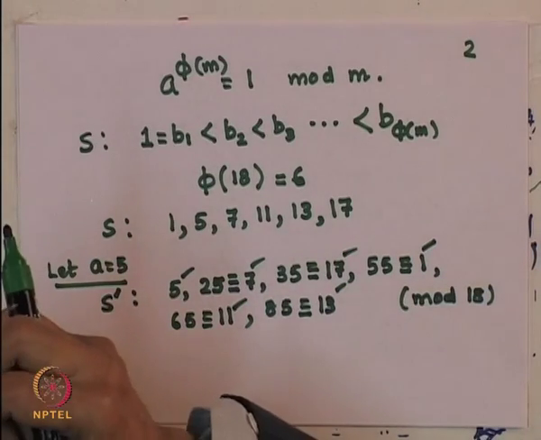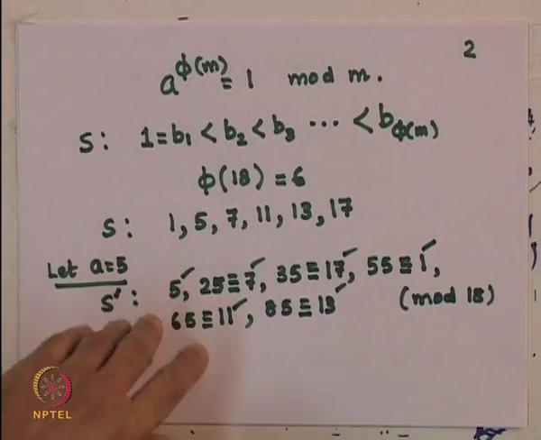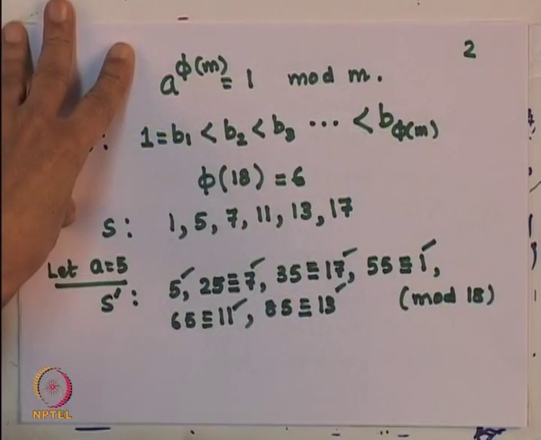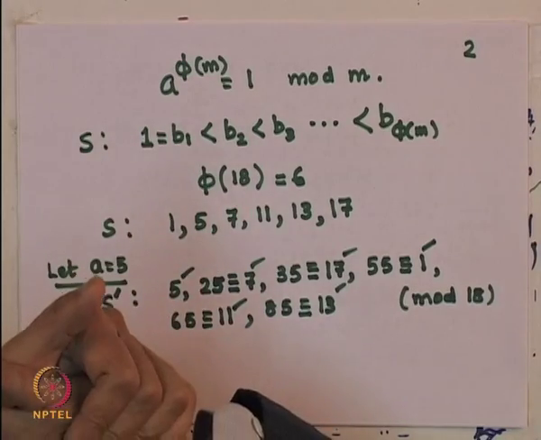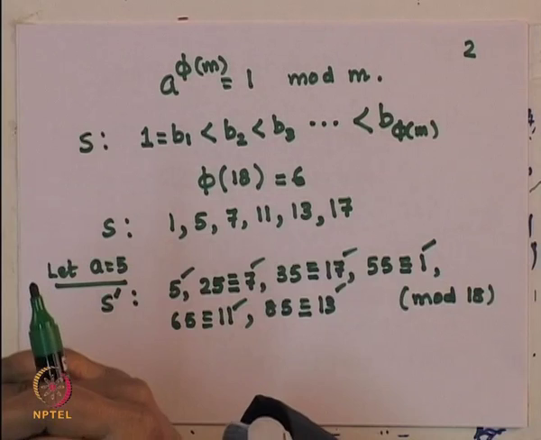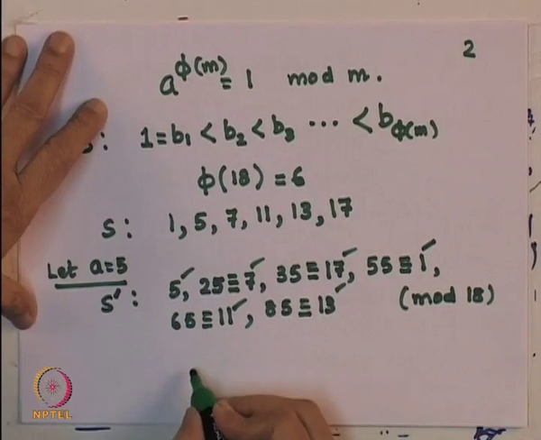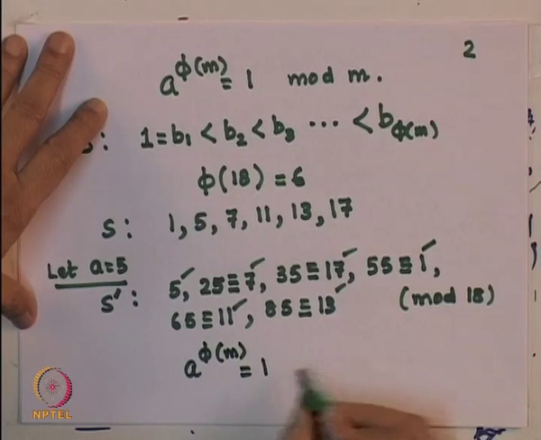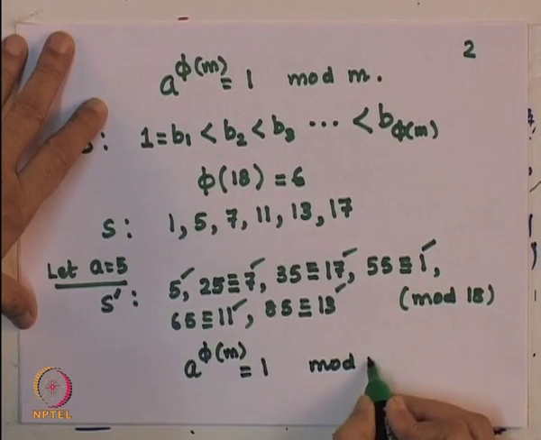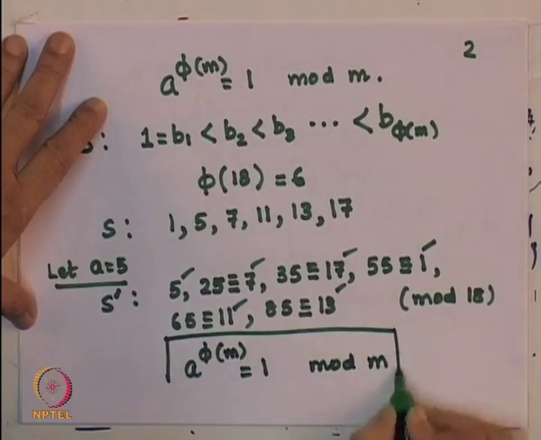As I did in the case of Fermat's little theorem, supposing I multiply the elements of S with A, I would get this set on the right hand side, which other than for A to the power phi m factor is identical to the set S. So that tells me that A to the power phi of m must be equal to 1. Of course, mod m. So this is my Euler's theorem.